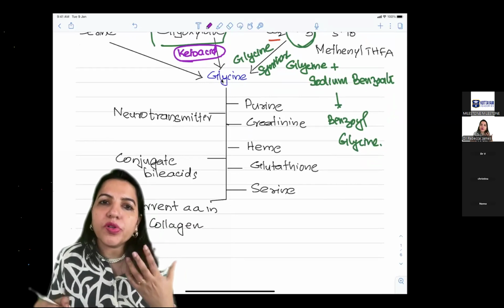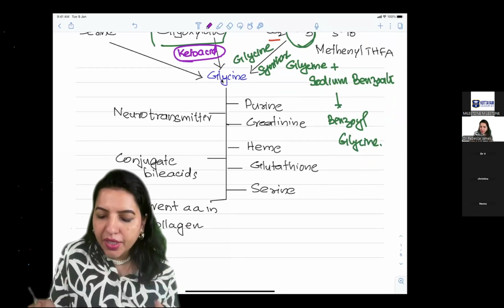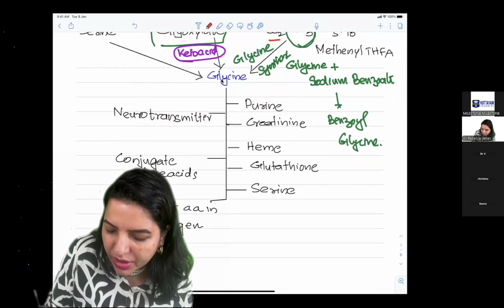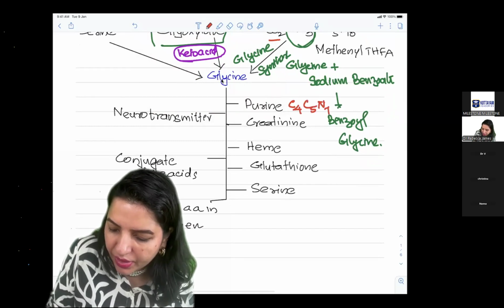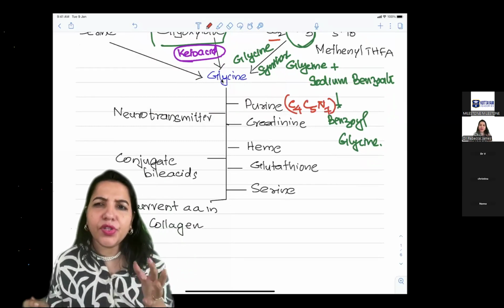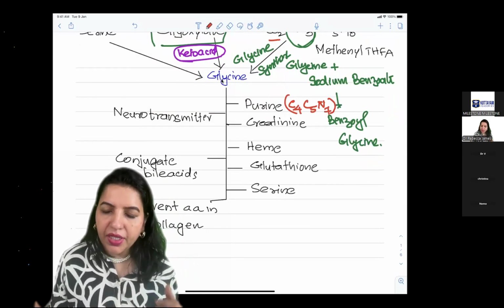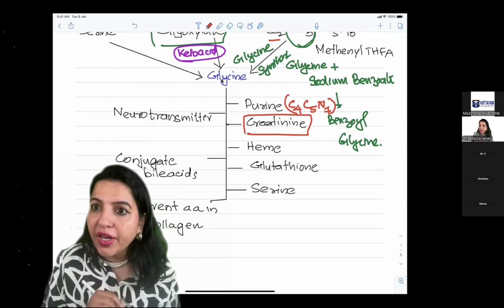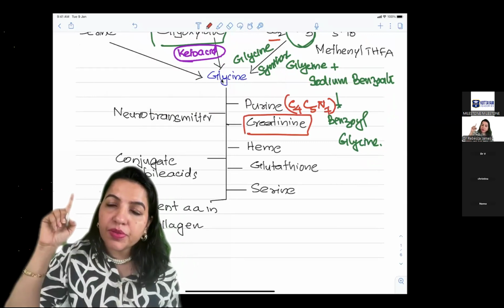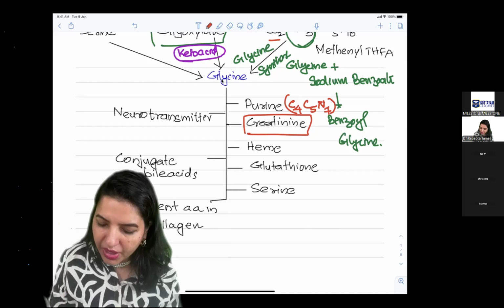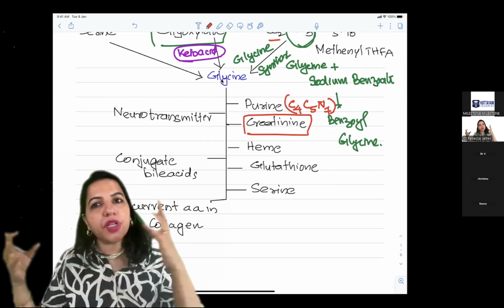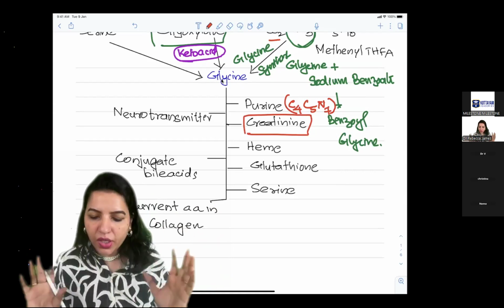What are the compounds that are derived from glycine? Number one, it is purine. In the purine, which atoms are contributed by glycine? C4, C5, N7. Even if you forget that, it's fine. Then glycine can form creatinine. This we'll be learning separately. Heme we have learned, the first substance is glycine plus succinyl coenzyme A. Serine and glycine are interconvertible. Glycine can be converted to serine, and serine can be converted to glycine.